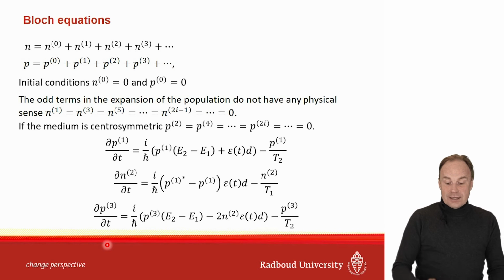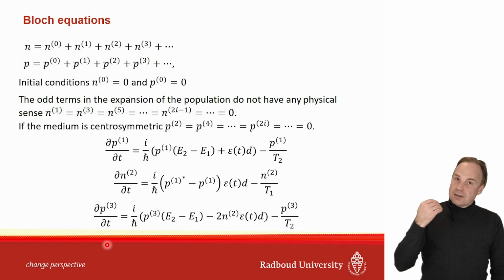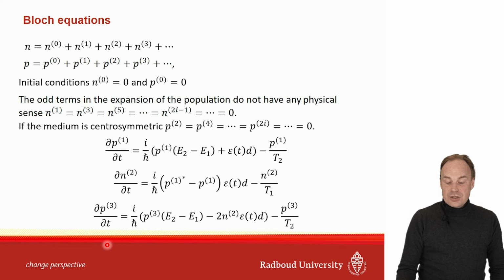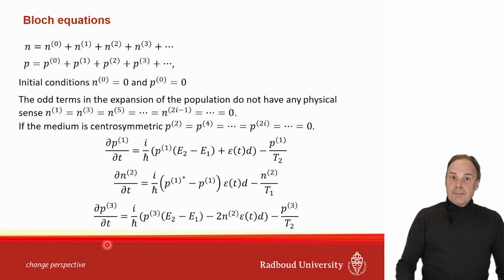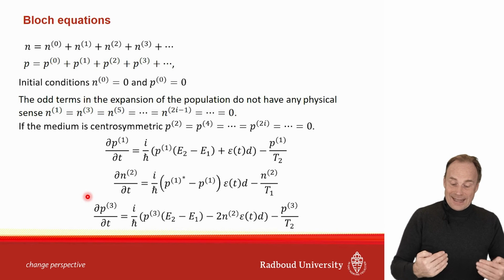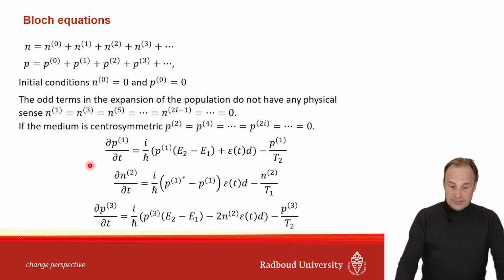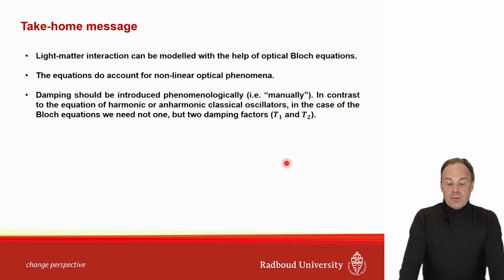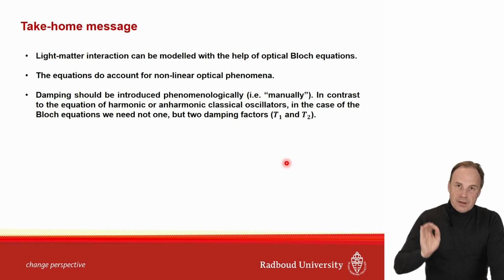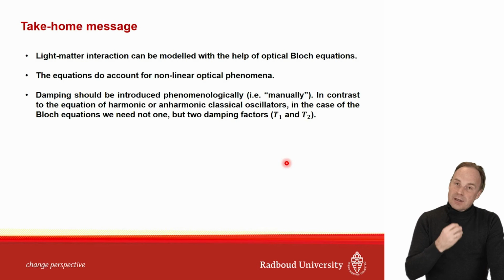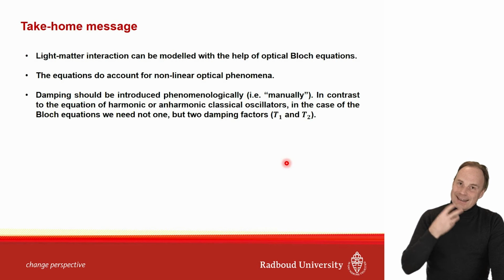And once again, I would like to emphasize here that these three equations already take into account not only linear optical phenomena, which is in this equation, but also nonlinear optical phenomena. So that means that the quantum mechanical approach can intrinsically account for nonlinearities in a medium. And eventually it brings me to the conclusions of this lecture. Light-matter interaction can be modeled with the help of optical Bloch equations. The equations do account for nonlinear optical phenomena, and one thing we have to remember here is that in order to bring these Bloch equations closer to reality, we have to take damping into account.